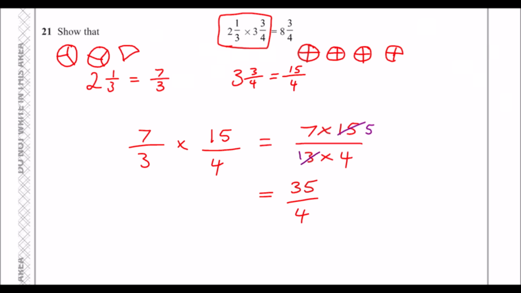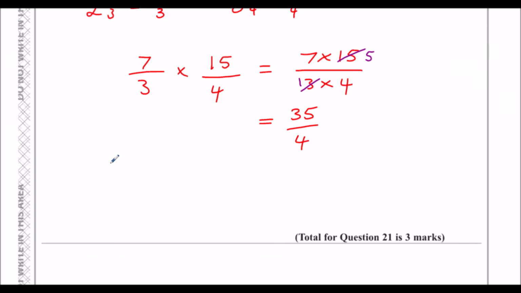We want 8 3/4. So 35 over 4. How many 4s go into 35? Well, 8. 8 4s go into 35. That's 32. And then we've got 3 left. So 35 quarters is the same as 8 3/4.